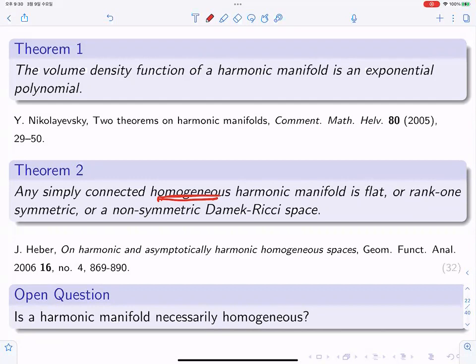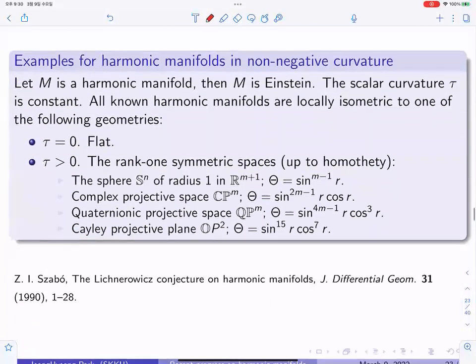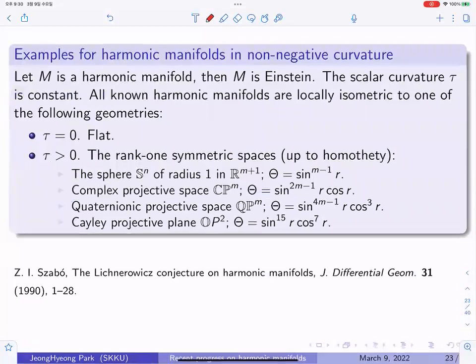Until now, all the examples are the homogeneous case. So the open question remains: is a harmonic manifold necessarily homogeneous? This still remains the question. Okay, now the harmonic manifolds are Einstein manifolds.